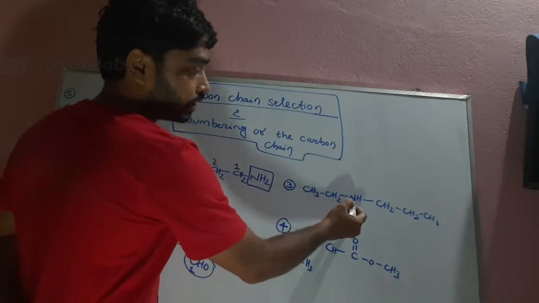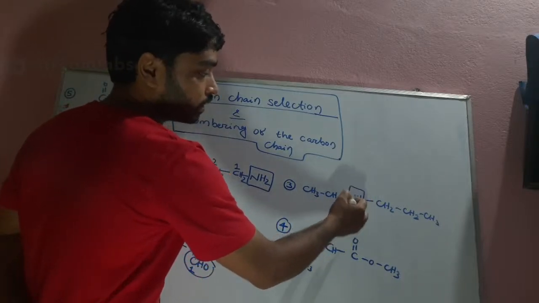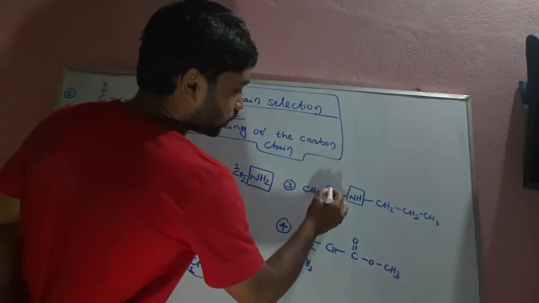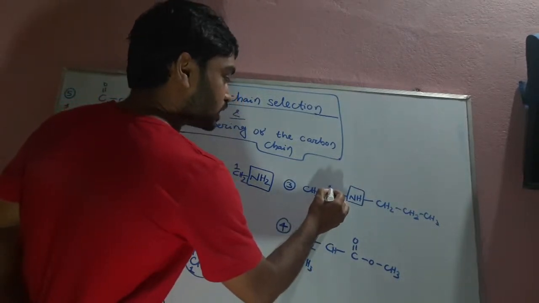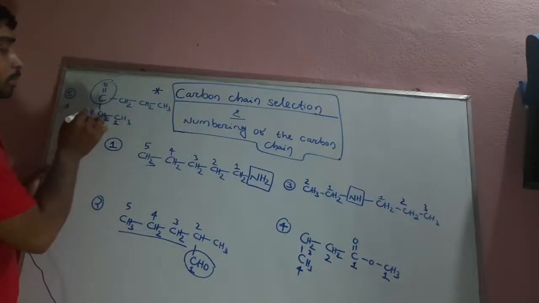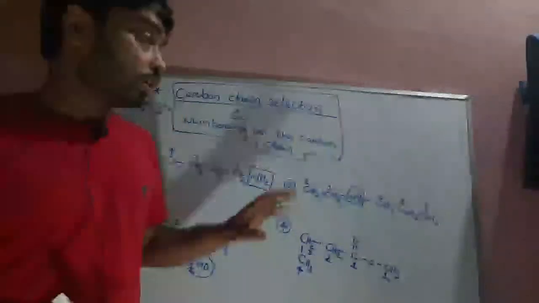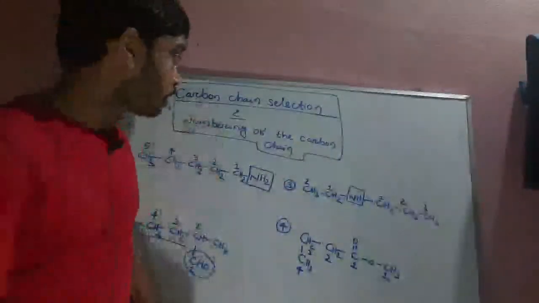discontinuous carbon chain due to the functional group of amine, so the numbering will always start from there. I will offer some IUPAC nomenclature questions for you in the coming classes.